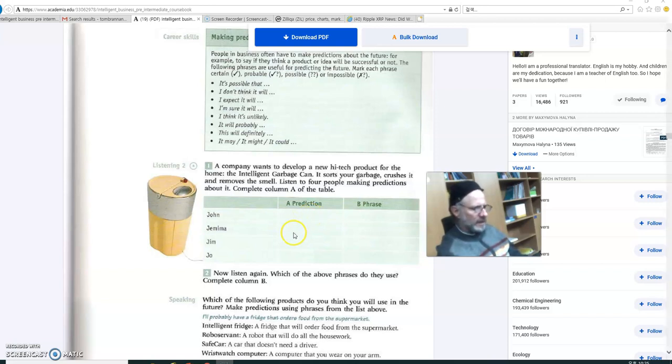Let's listen to Jemima. Jemima says about this intelligent garbage can.